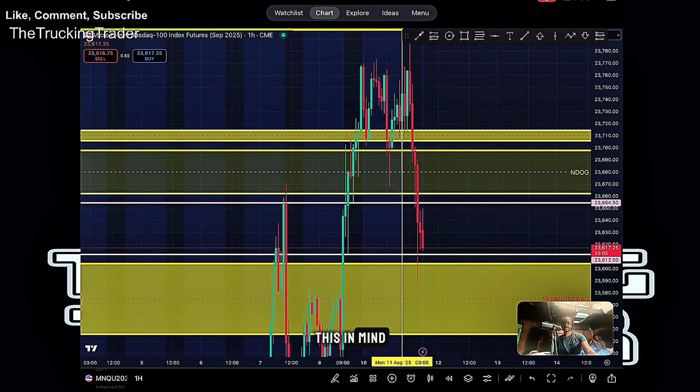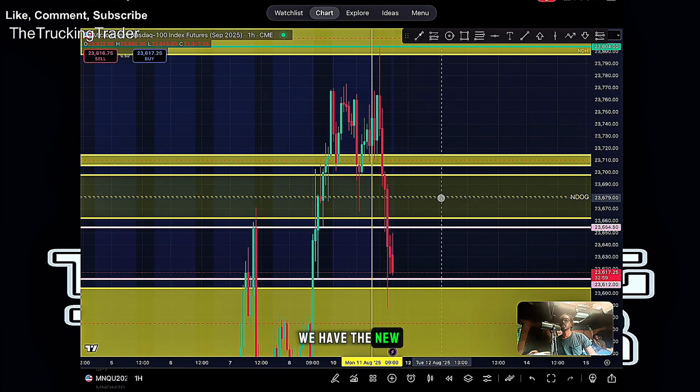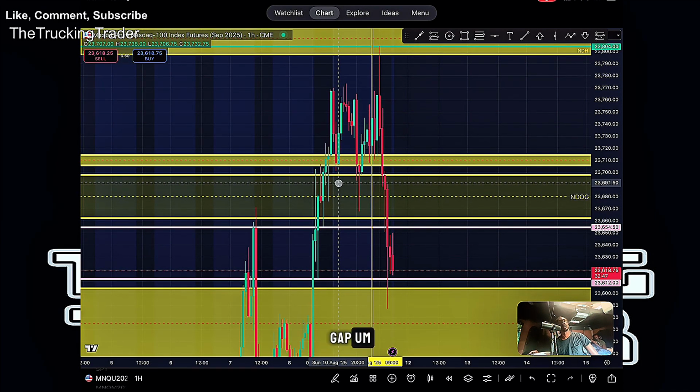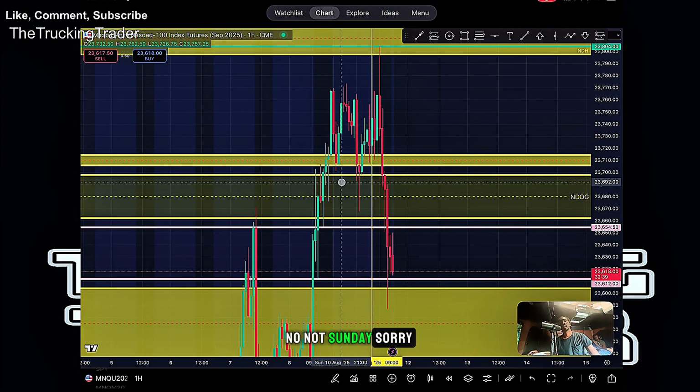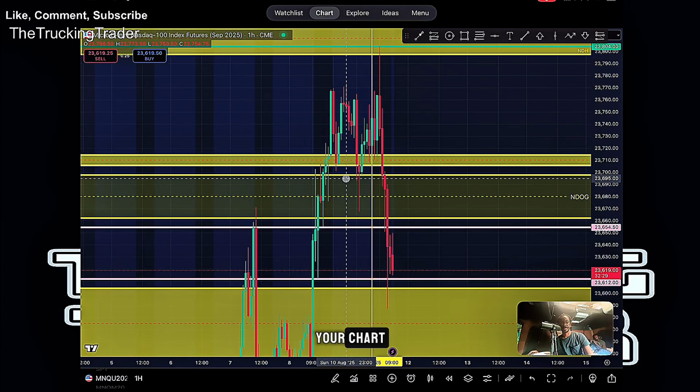So with all of this in mind, we're going to drop down. We have the new day opening gap in here. You guys know I've had that on my chart. Whenever there's a new day opening gap, you have to make sure y'all put that on your chart every time, right? The new day opening gap starts on the weekdays at 6 p.m. The new week opening gap is on Sunday at 6 p.m. So you guys want to make sure y'all put all of that on your chart.